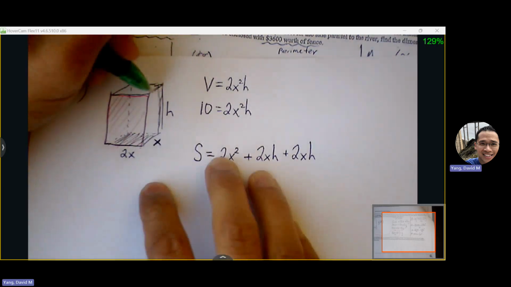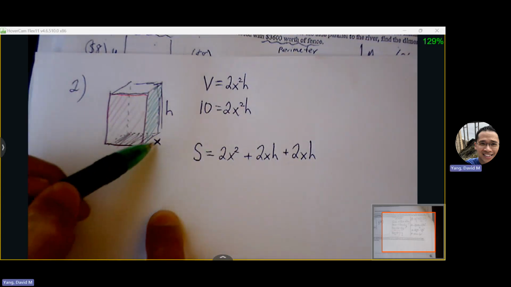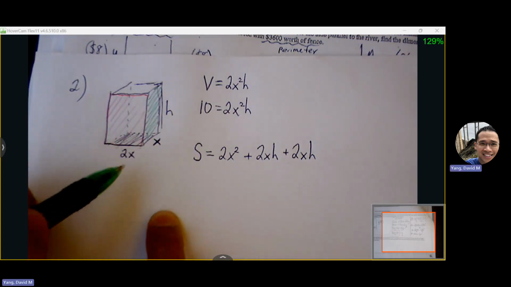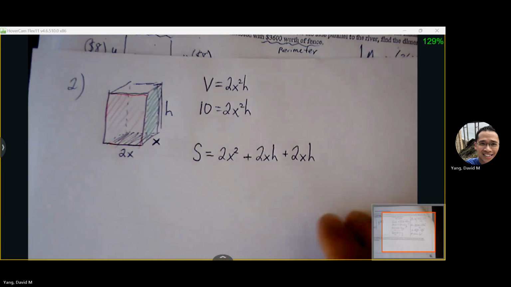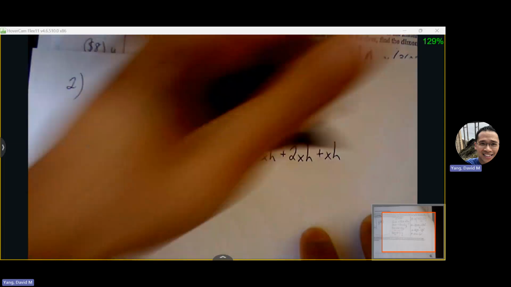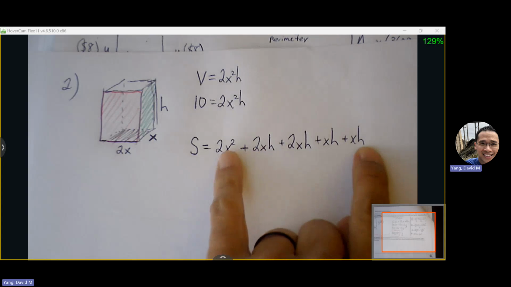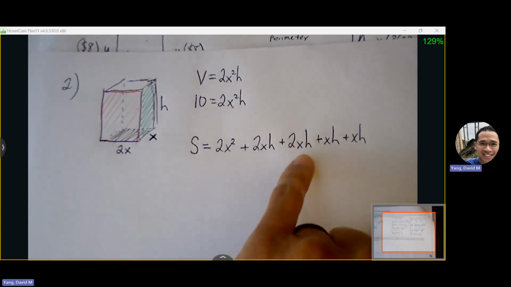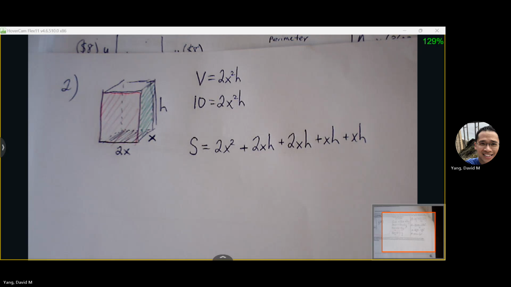What about the smaller one here? This one on the side. What's the area of that side? xh, okay. And then on the opposite side, there's another xh, right? So we're going to add up the area of each of the surfaces. There are 5 surfaces. Okay. Good so far?